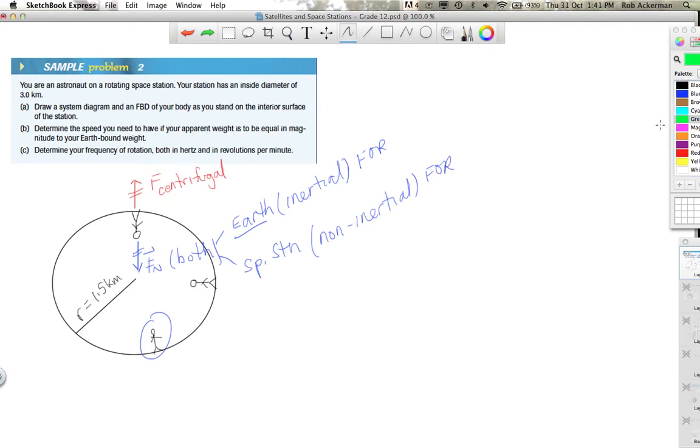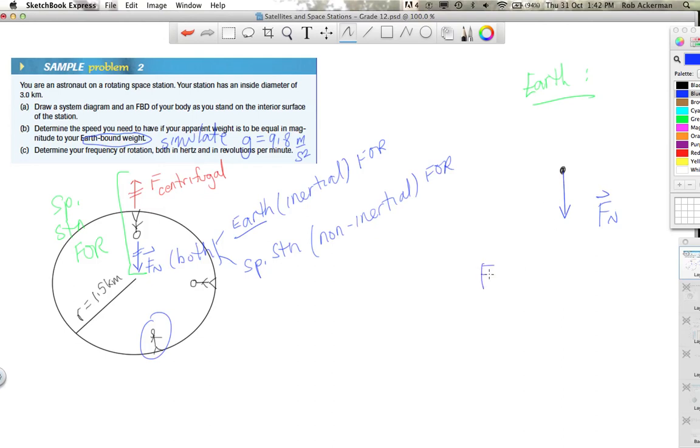The one I've drawn for you here, just to repeat, this is the free body diagram in the space station frame of reference. In the Earth frame of reference, of course, what we would have is just the guy there with a force called the normal force. And now let's try to solve this question here and then finish up. Determine the speed you would have if your apparent weight is to be equal in magnitude to your earthbound weight. So we want to simulate little g equals 9.8 meters per second squared, or newtons per kilogram.